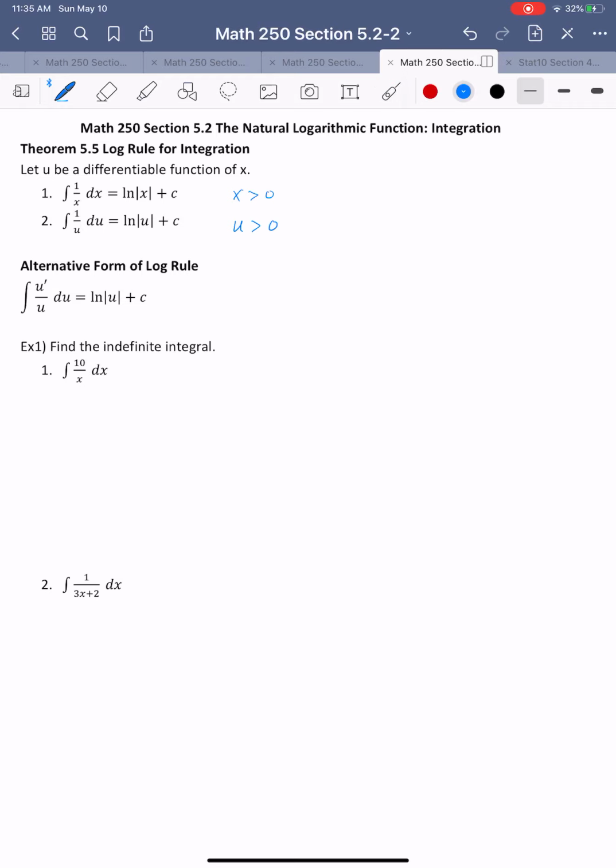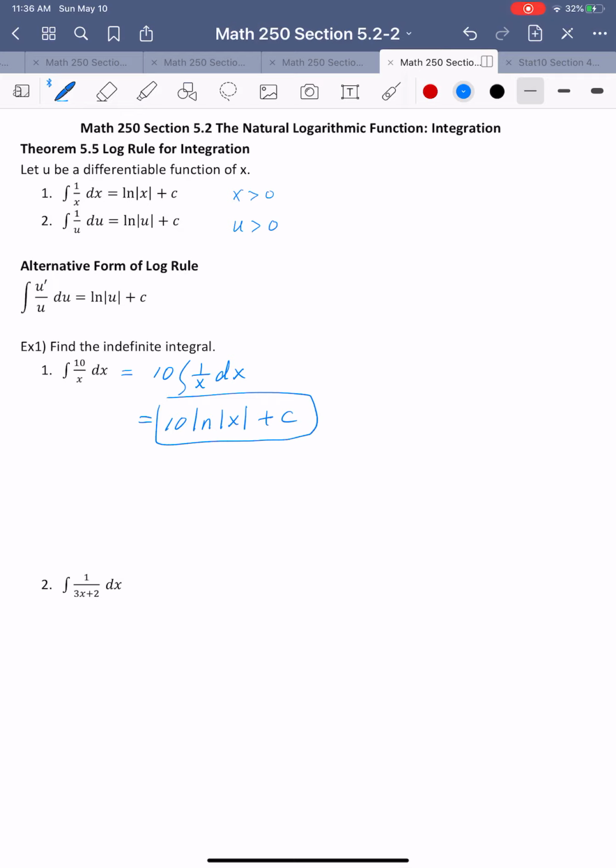So number 1. I have the integral of 10 over x dx, which is the same as 10 times the integral of 1 over x dx. So now 10 times the integral of 1 over x is the same as 10 ln of the absolute value of x plus c.